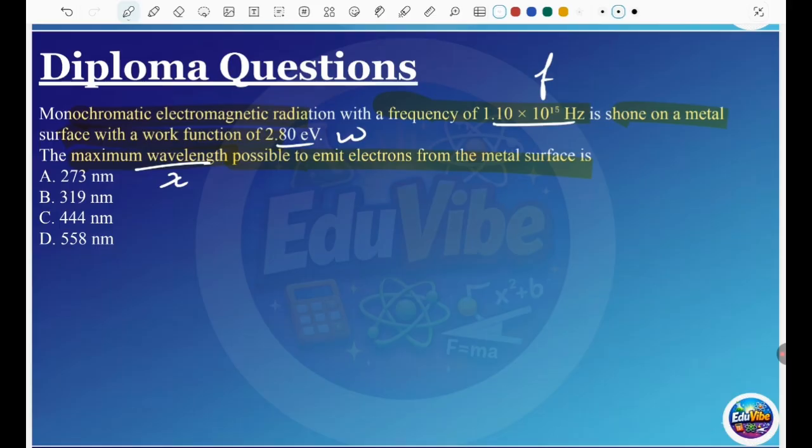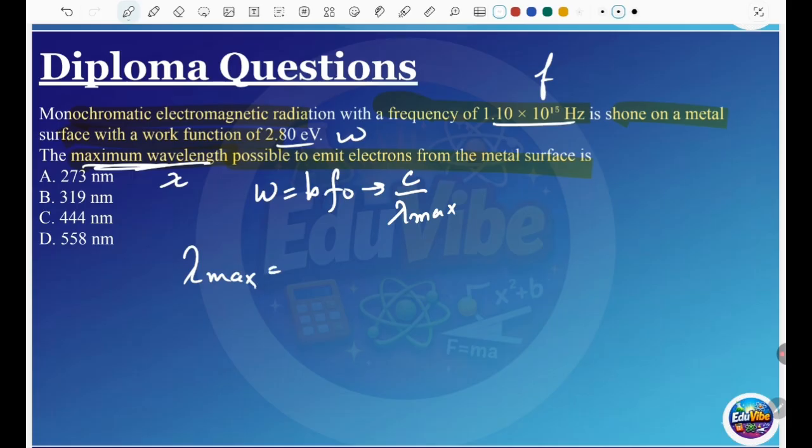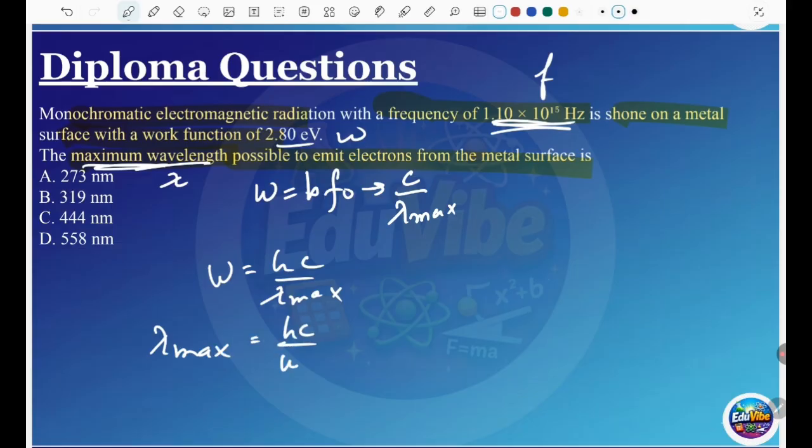To solve this question, you have a W and you have to find the wavelength. You know that W is equal to h times the threshold frequency, and the threshold frequency is c upon the maximum wavelength. So from here you can find the maximum wavelength. You don't have the threshold frequency. You have a frequency, but it is not mentioned that this is the minimum. If they mention this is the minimum frequency, that means it is the threshold, but this is not the threshold. So W is equal to hc upon the maximum wavelength. For the maximum wavelength, you have hc upon W. So put the things down, and h should be in eV seconds, because your energy is in eV, your volt.